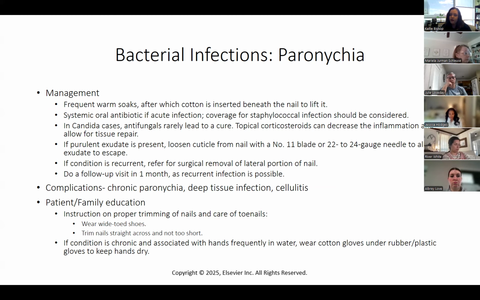Complications would be cellulitis, deeper infection, things like that, and chronic paronychia. So we want to educate on all those risk factors. Wear wide-toed shoes while it's infected; if they can wear open-toed shoes, that's ideal. Trim the nails straight across, don't cut them too short, and practice good hand hygiene and things like that.